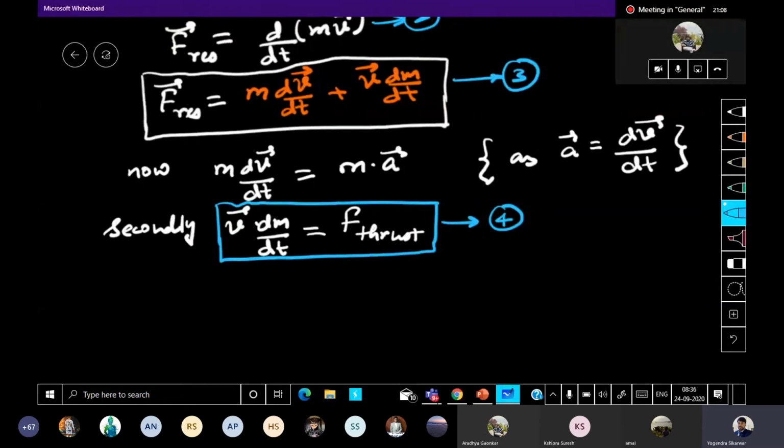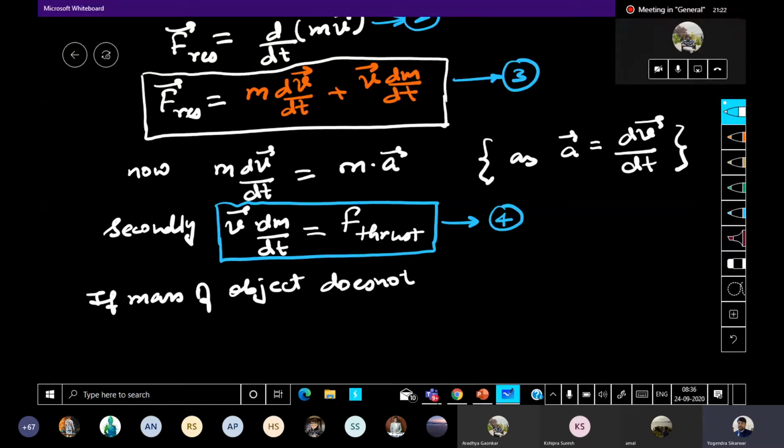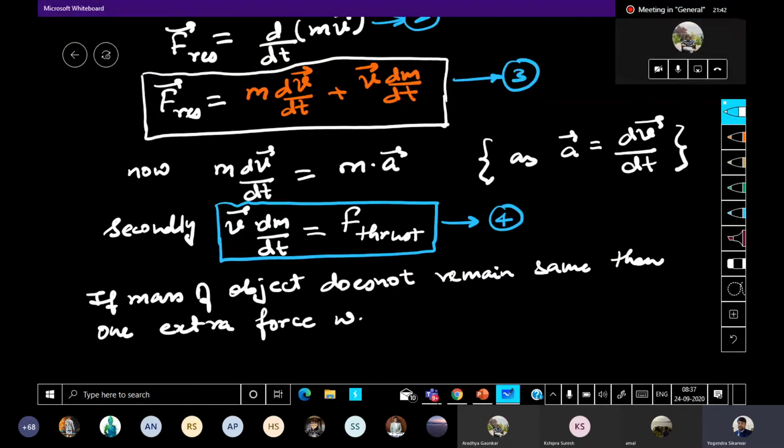So now comes the conclusion point. If mass of object does not remain same, then one extra force we need to take into account.